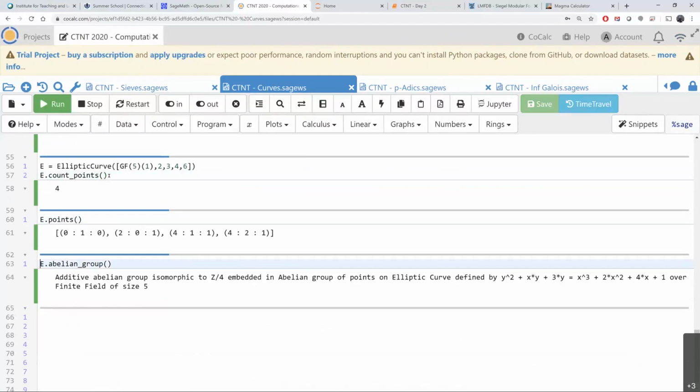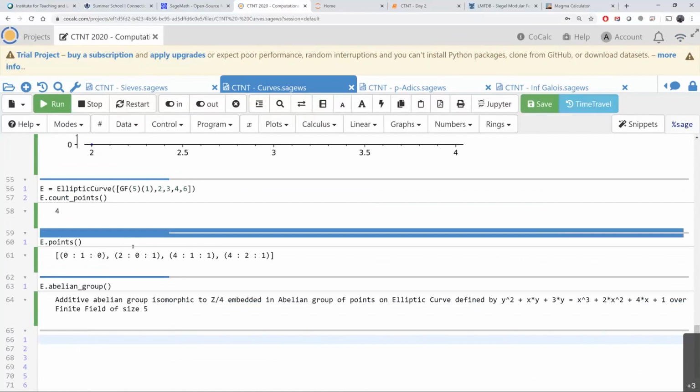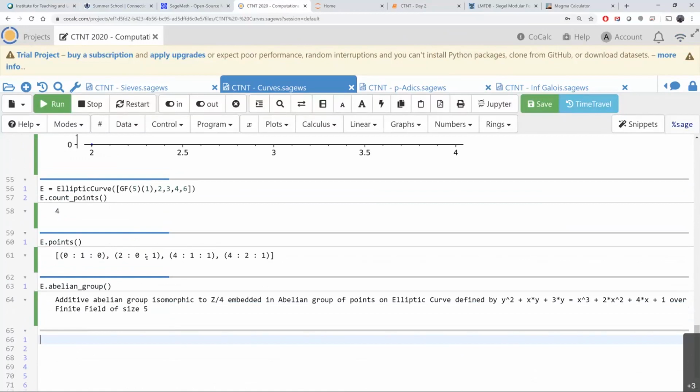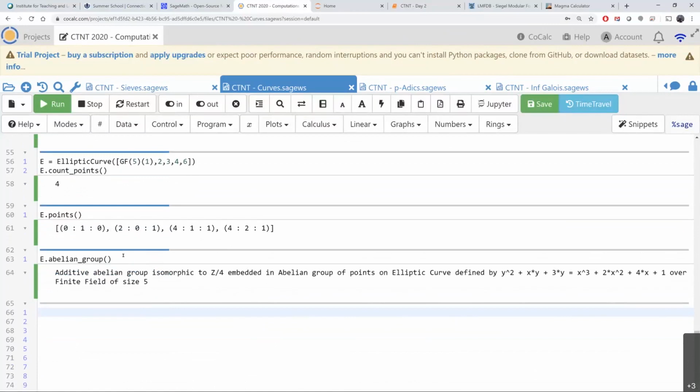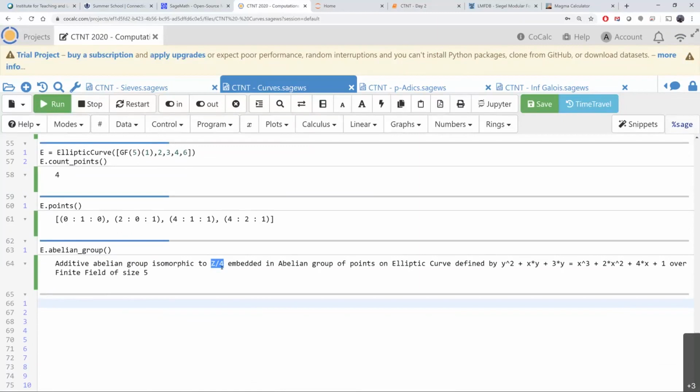All right, let's go back here. What I was saying is that you can grab out of the rational points, the F5 rational points. These are just the points, but we know it forms an abelian group. There are 4 points, and I would like to know, is it Z mod 2 cross Z mod 2, or Z mod 4? Is it cyclic or not? I can grab the abelian group, and it automatically tells me that it's Z mod 4, so it is cyclic.